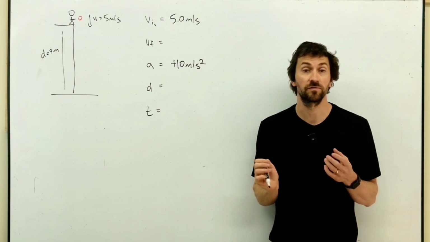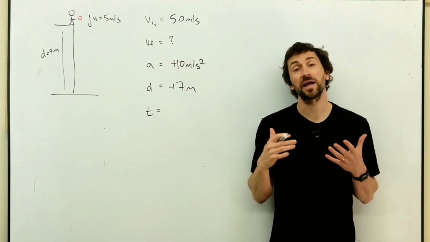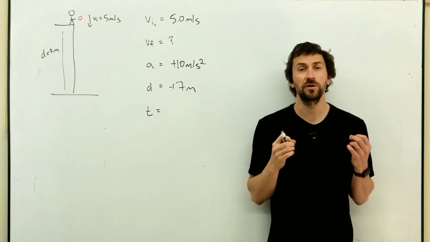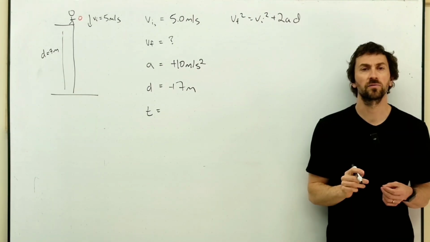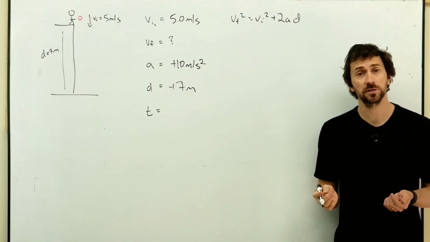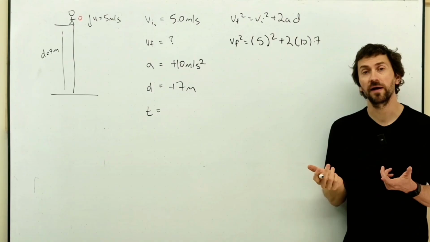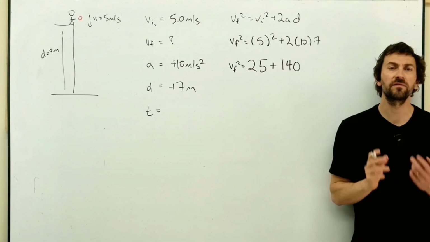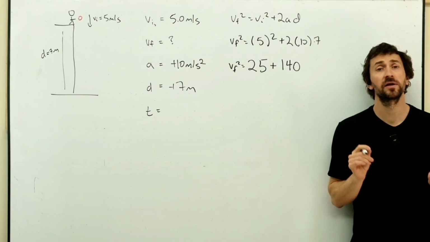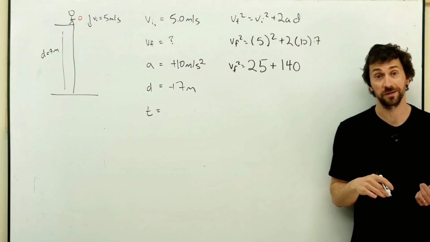So 7 positive for displacement. Let's begin by calculating the final velocity. We're going to use vf squared equals vi squared plus 2ad. That's the right equation. Let's plug in the numbers. I get vf squared equals 5 squared plus 2 times 10 times 7. I get vf squared is 25 plus 140, that's 165.